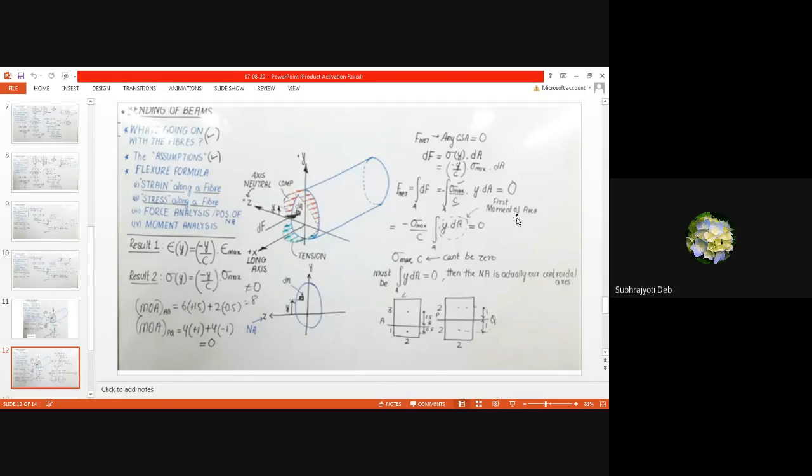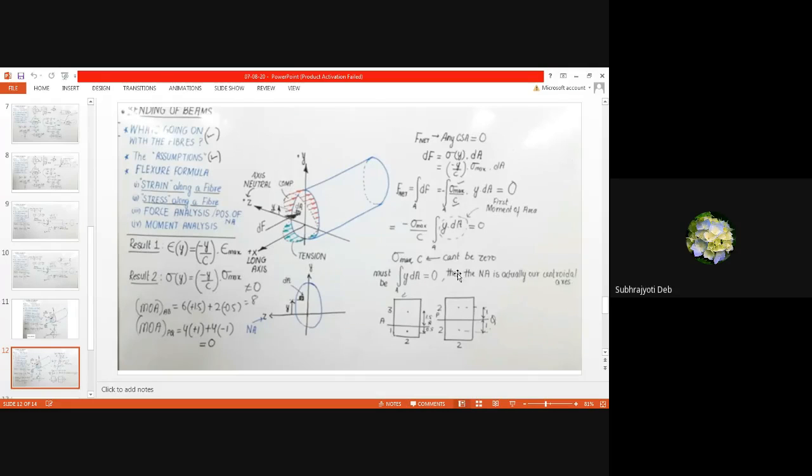And what is moment of area? That is your area multiplied with a dimension, or depth. So this is equal to 0. Now see, this sigma max and c can't be 0, because maximum stress and the depth can't be 0. The product is equal to 0, so the other factor has to be 0. So integration of y dA must be equal to 0. I think there should not be any problem.